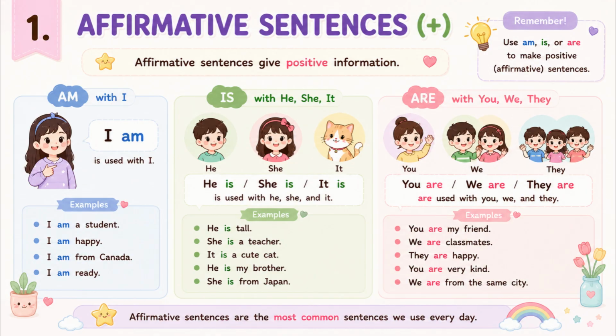Next, are. Use are with you, we, and they. For example, you are my friend. We are classmates. They are happy. You are very kind. We are from the same city. Remember, you are. We are. They are. Affirmative sentences are the most common sentences we use every day.